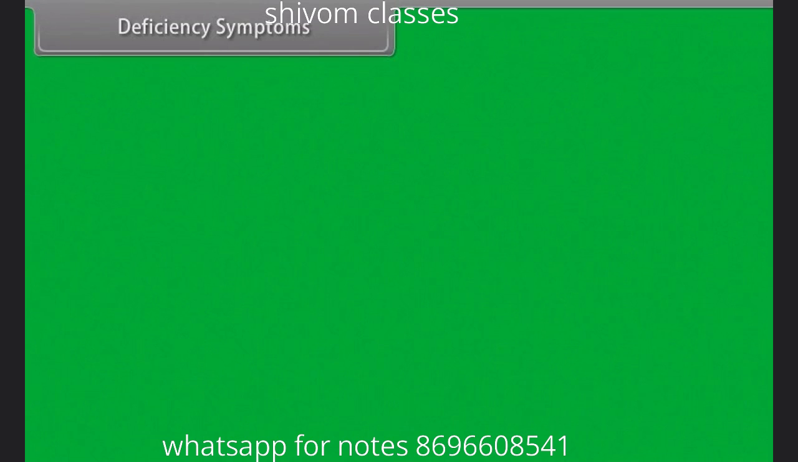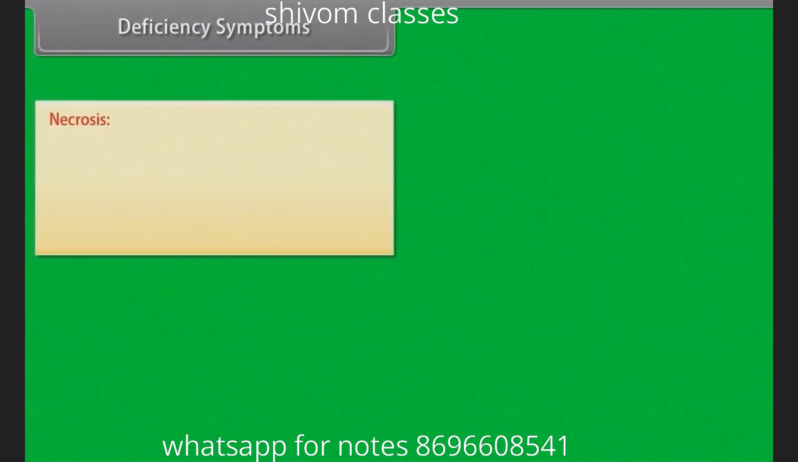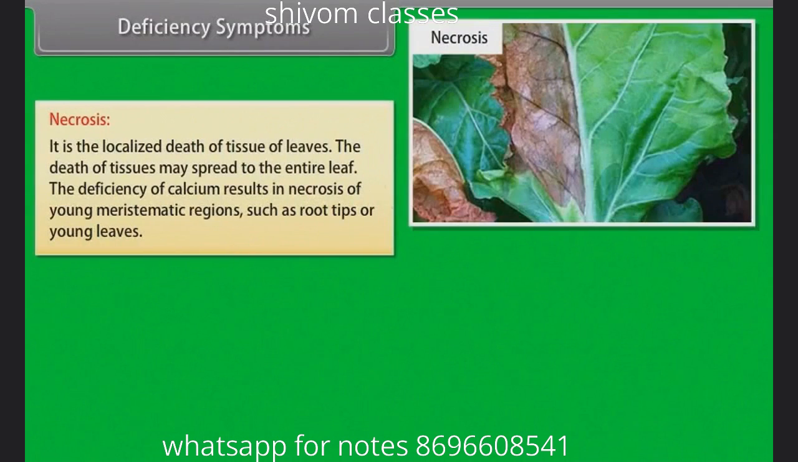Deficiency symptoms. Necrosis. It is the localized death of tissue of leaves. The death of tissues may spread to the entire leaf. The deficiency of calcium results in necrosis of young meristematic regions, such as root tips or young leaves.